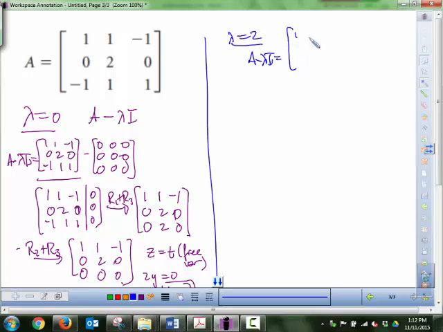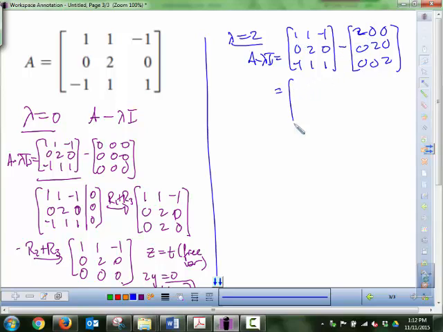So we have 1, 1, negative 1, 0, 2, 0, negative 1, 1, 1, and minus 2 times I, so 2, 2, 2, 0, 0, 0, 0, 0, 0 on the non-diagonal parts. You could probably skip this step next time, right? So we have 1 minus 2. What's 1 minus 2? That's negative 1, 1, negative 1, 0, 0.